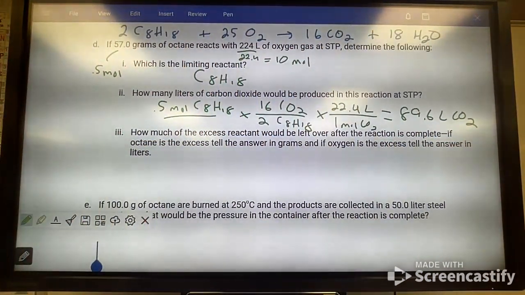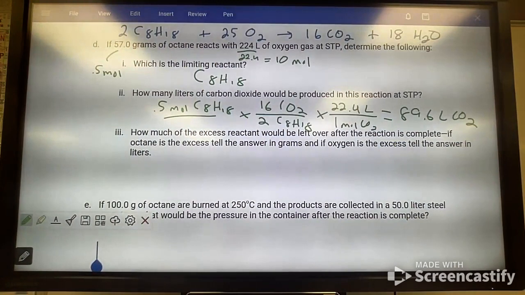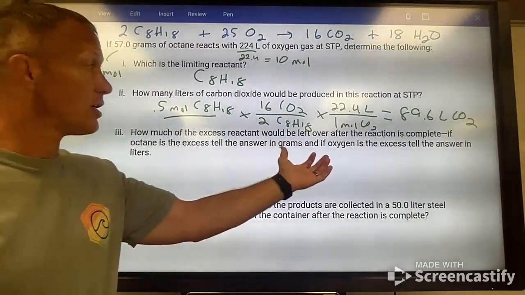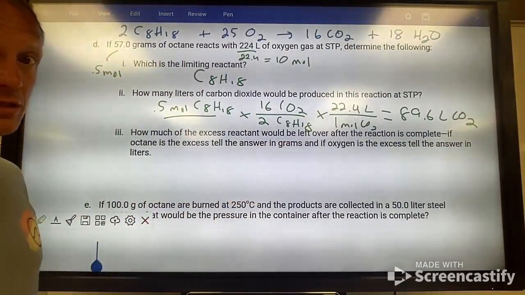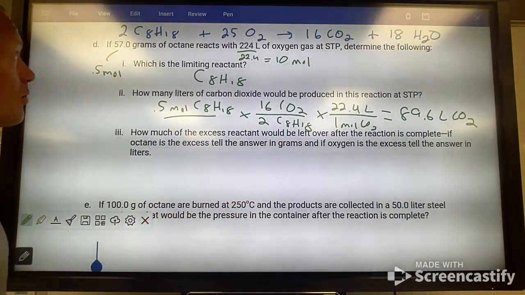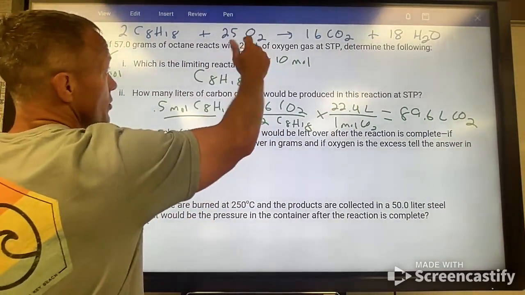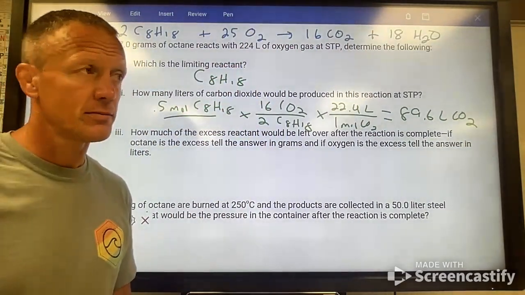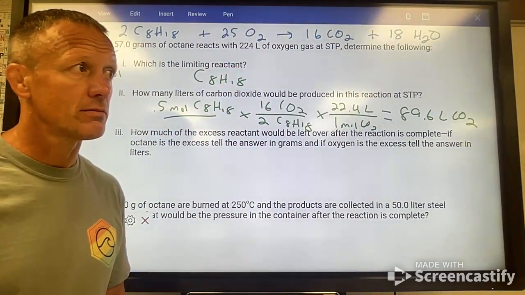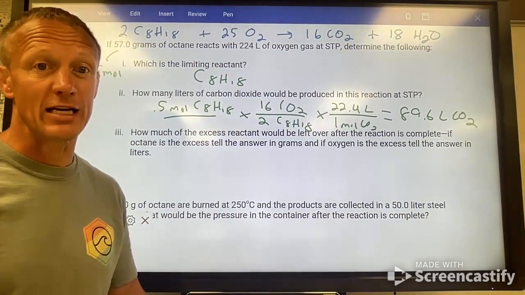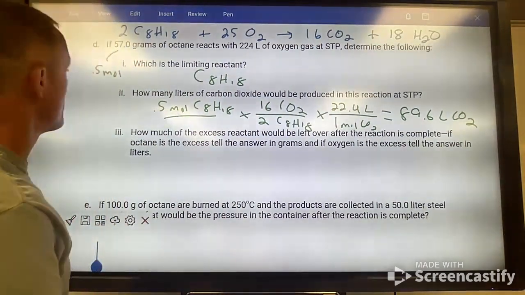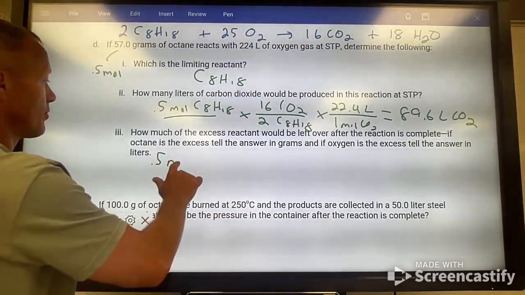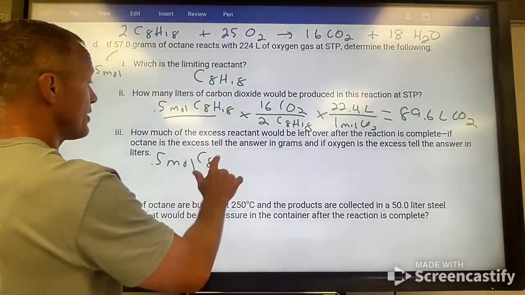How much of the excess reactant would be left over after the reaction is complete? Since it is oxygen, we need to give our answer in liters. So how much excess is that? Well, let's figure out how much oxygen would be used, in liters. We could do a little ICE table. Sorry, I called it a BCA table for you guys. You'll eventually call it ICE tables. Or we can just do a little strike and say, okay, we know we're using 0.5 moles of C8H18.